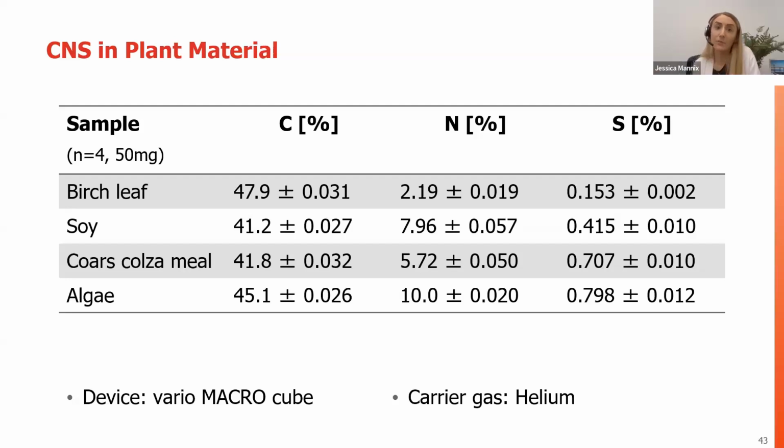We want to make sure that we're getting a complete combustion of our sample. And this comes into play when we're looking at very low sulfur concentrations. We want to make sure that we have a large enough sample size to get a good signal formed by our sulfur, but at the same time, we want to make sure that we're getting complete combustion and not overloading the sample size due to the nature of carbon.